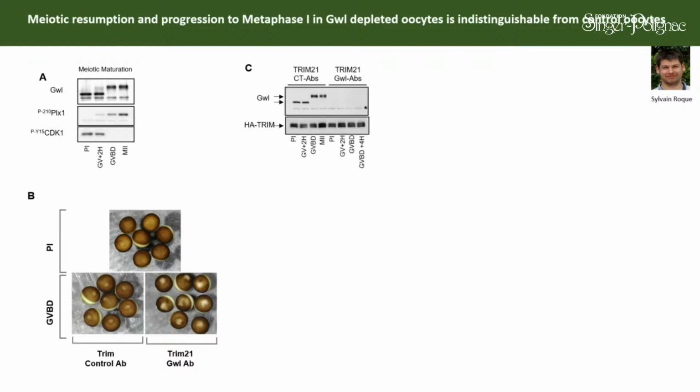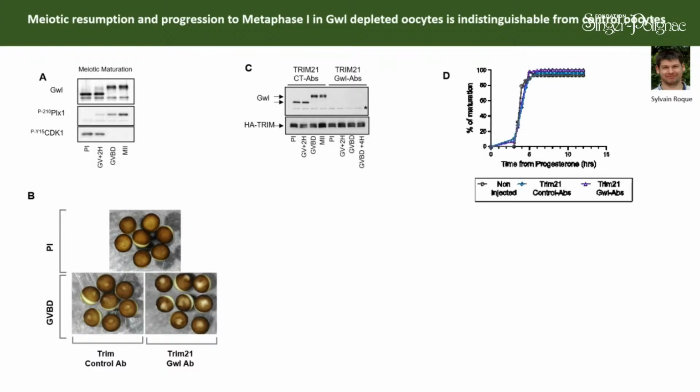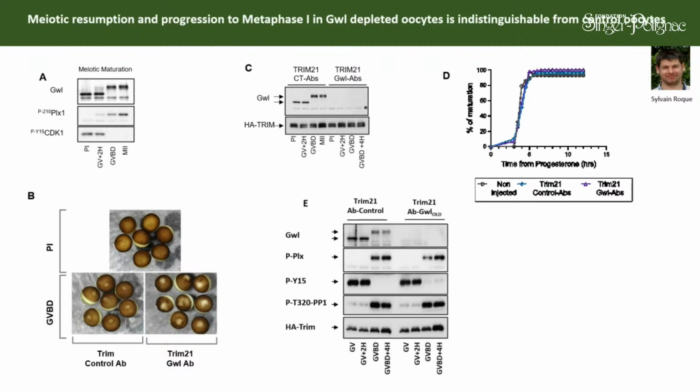When we deplete Greatwall with TRIM21, there is an efficient degradation. When we score meiotic maturation and compare the control and the oocytes devoid of Greatwall, we didn't find any differences. This result is also seen in Western blot. We can see that PLX1 is phosphorylated in control oocytes and in oocytes devoid of Greatwall. Cdk1 has been activated. As a readout of Cdk1, we can follow the phosphorylation of PP1, which is phosphorylated.